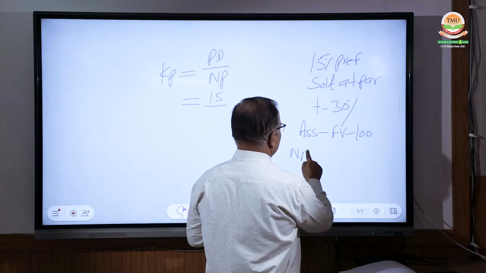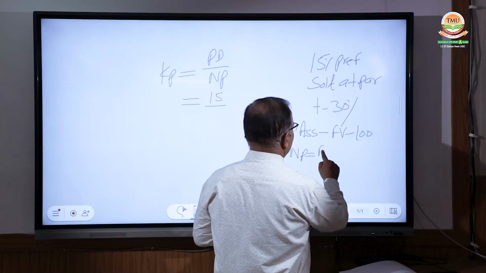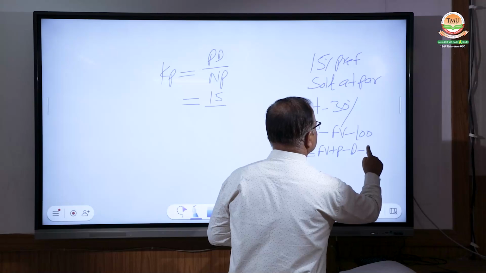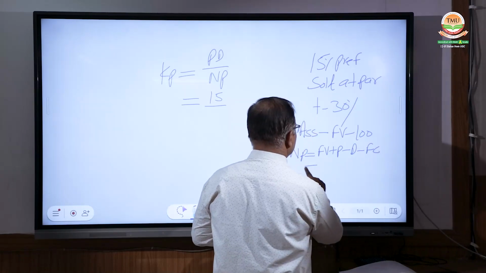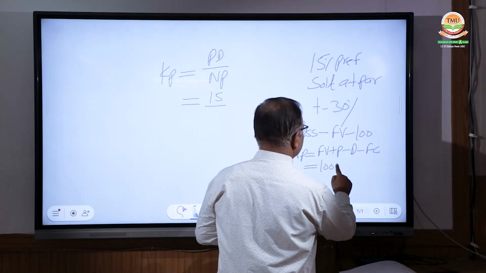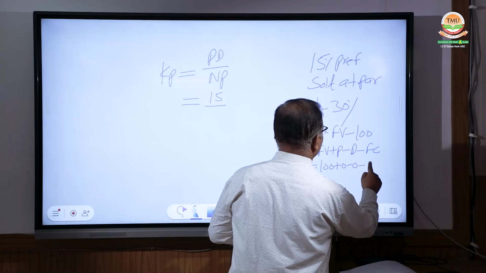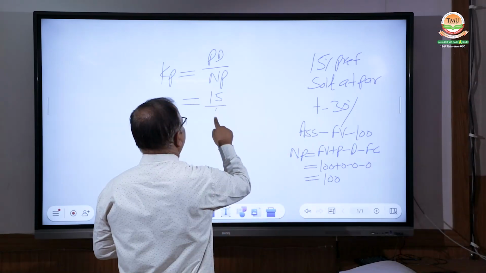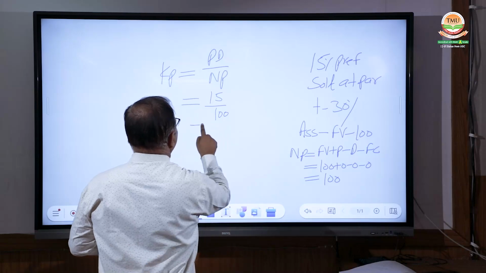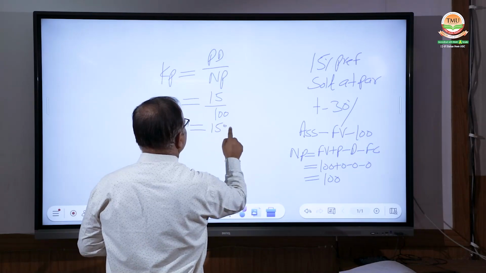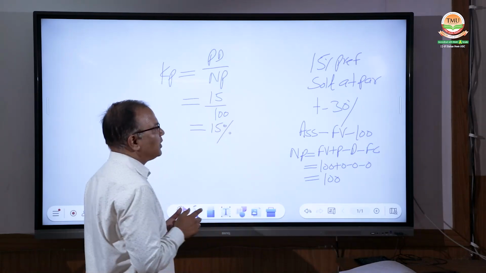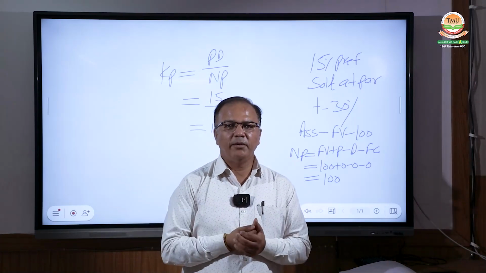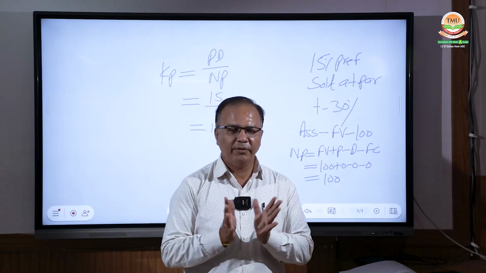Net proceed is equal to face value plus premium minus discount minus flotation cost. 100 plus 0 minus 0 minus 0 is equal to 100. Divide by 100, it will be 15%. So the cost of irredeemable preference share is 15%.